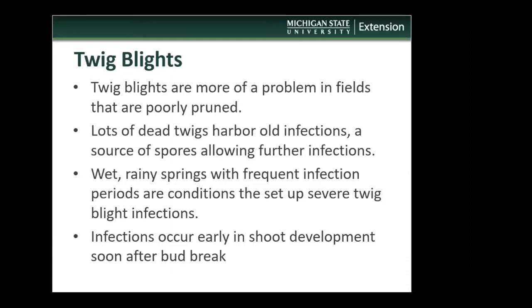Anytime we have wet, rainy springs with frequent infection periods, that sets up conditions for severe twig blight infections. I've been working in blueberries for about 27 years, and I've seen 2 years when twig blights were very common everywhere, but in general, you can find them someplace every year. And I believe that those infections occur pretty early in shoot development, soon after bud break.